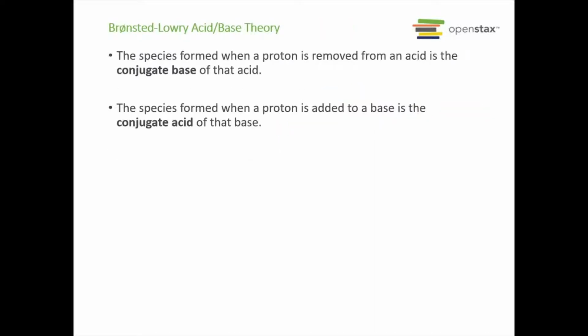So the species that is formed when a proton is removed from an acid is called the acid's conjugate base. So for instance, HCl is an acid. Its conjugate base now takes this proton off, so its conjugate base is Cl-. So Cl-, the chloride ion, can accept a proton, making it a base. And then the species formed when a proton is added to a base is the conjugate acid. So the conjugate acid of Cl- is HCl. So these are called a conjugate pair.